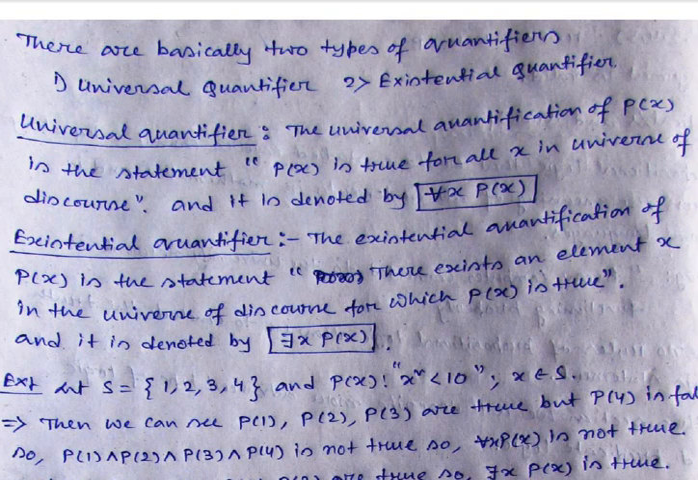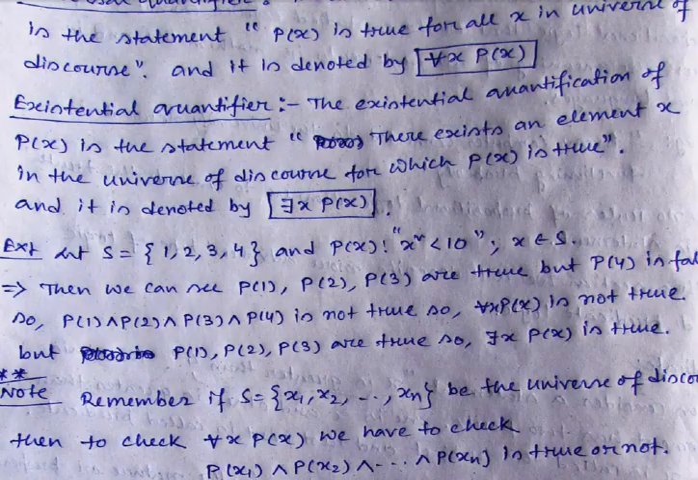So let us have a look at the following problem. Say we are taking the set S equals {1, 2, 3, 4}. That is our universe of discourse. Now we are taking another propositional function P(x). What is the propositional function? x squared is less than 10, for each and every x belonging to S.